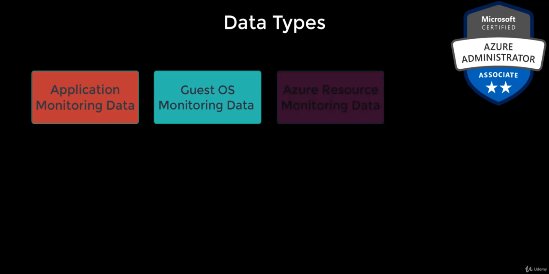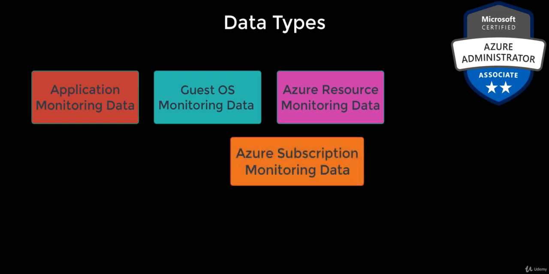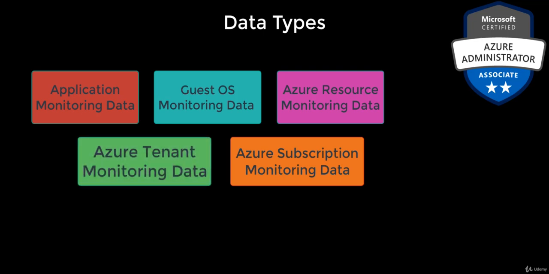Azure resource monitoring data. That is the data about the operations of an Azure resource. How about subscription monitoring? This is the data about the operation and management of an Azure subscription, as well as the data about the health and operation of Azure itself. Azure tenant monitoring data is also done, where you get the information about the operation of tenant level Azure services such as Azure Active Directory.